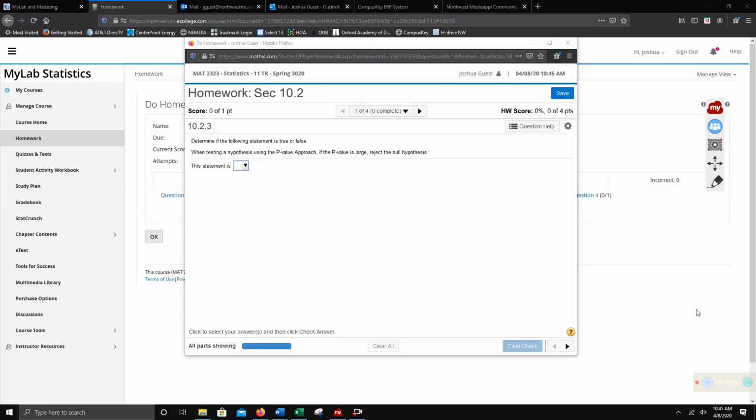All right, stats class, this is 10.2 homework. When testing a hypothesis using the p-value approach, if the p-value is large, we reject the null hypothesis. This statement is false. You want the p-value to be small to reject the null, right? You want the p-value to be small, less than a certain number, not greater than, not big.